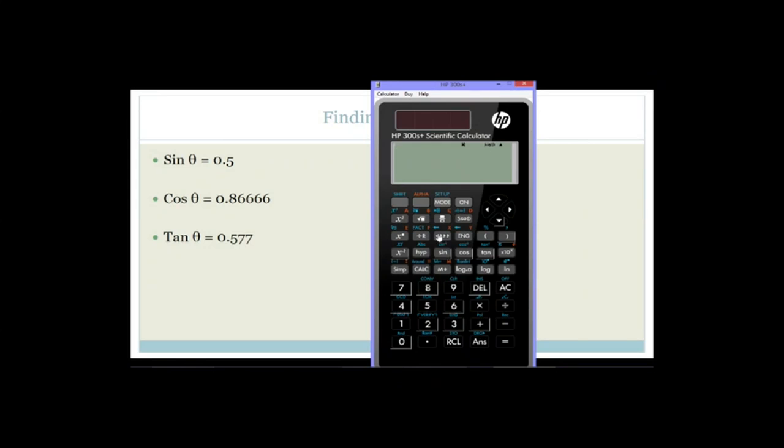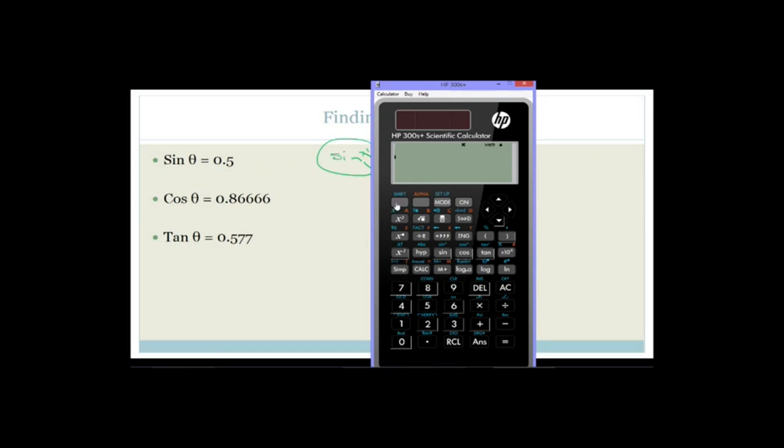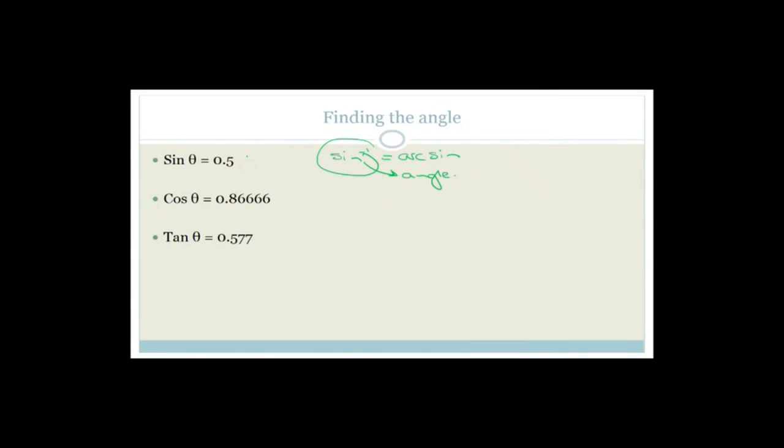That sine to the minus 1 actually stands for arc sine. Okay, you don't really need to know that again. But what it means is that we're going to find the angle. So when you want to find the angle, you use the second function sine button, okay? So that's what we're going to do now. We're going to go shift sine of 0.5 close bracket equals, and we get 30 degrees. There you go, 30 degrees.